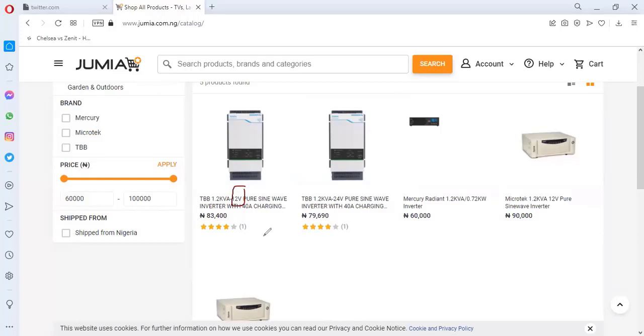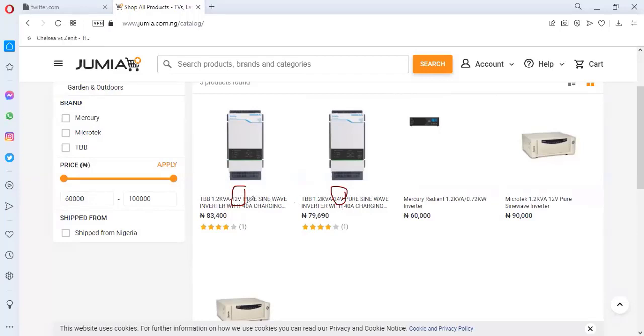12 volts. Then there's another one again, 1.2 kVA. What's this? 24 volts. So the option is yours. Which one do you want to buy? Is it the one of 12 volts or the one of 24 volts?